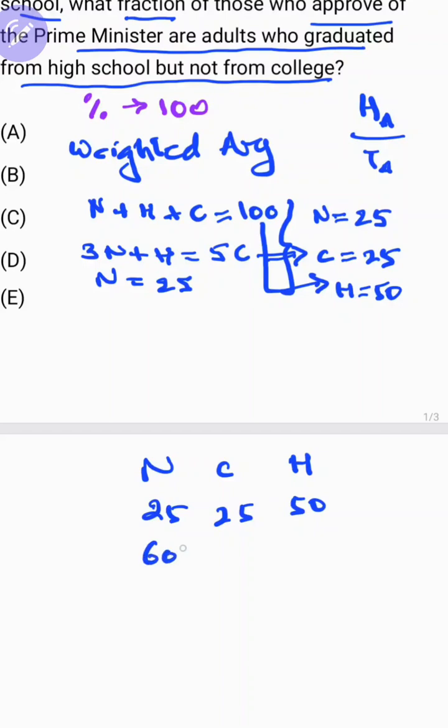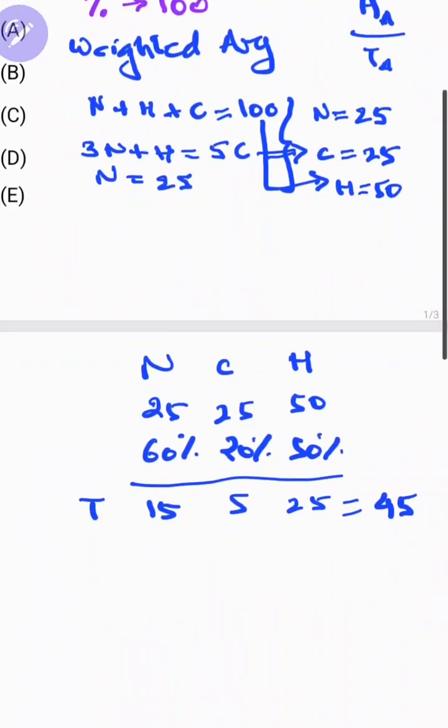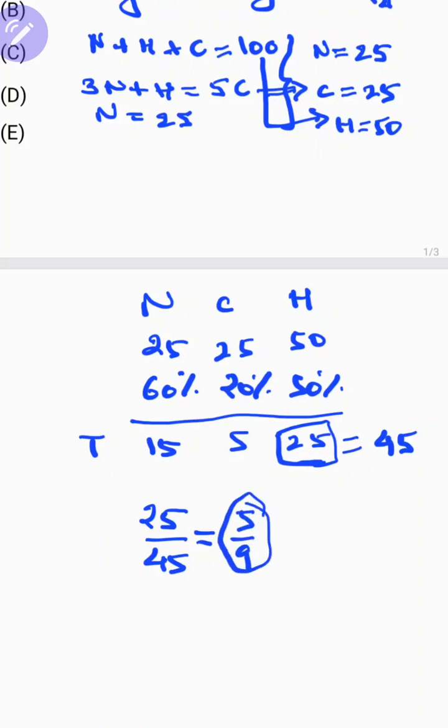Now we know that 60% of N approve, whereas 20% of C and 50% of H. So the total becomes 25 of 60% is 15, 25 of 20% is 5, 50 of 50% is 25. So this total adds up to 45. Now we are looking for the fraction of H over total, which means 25 upon 45, which when simplified becomes 5 by 9. So this is our answer.